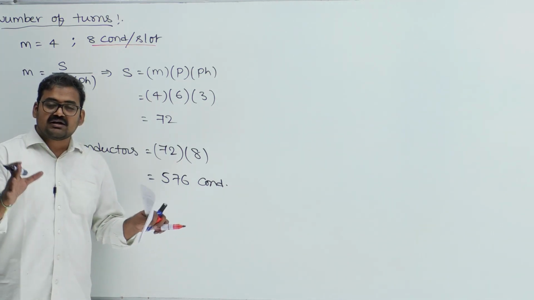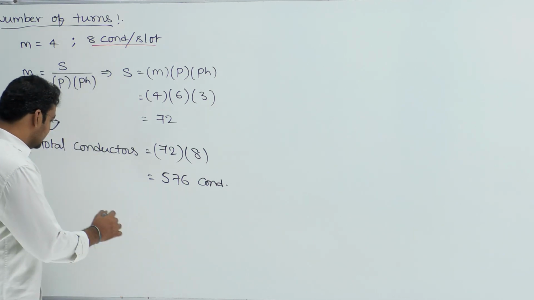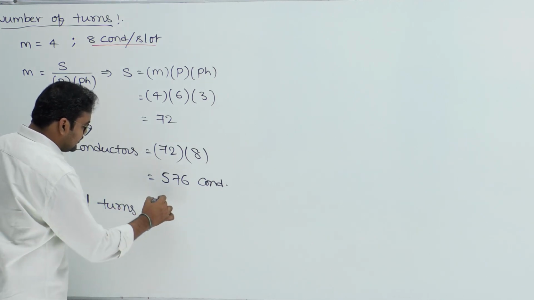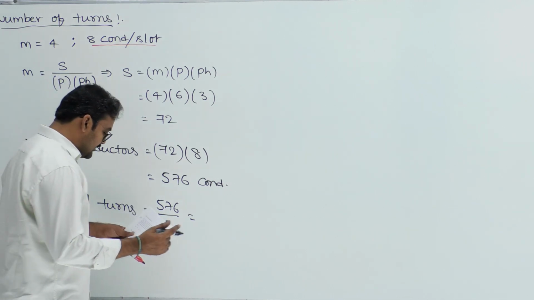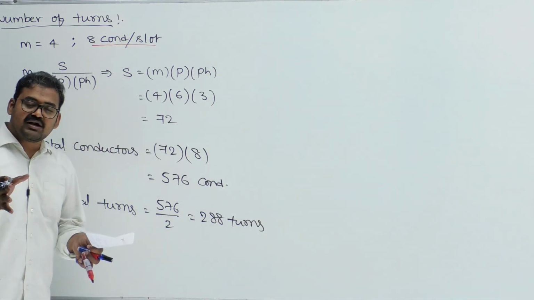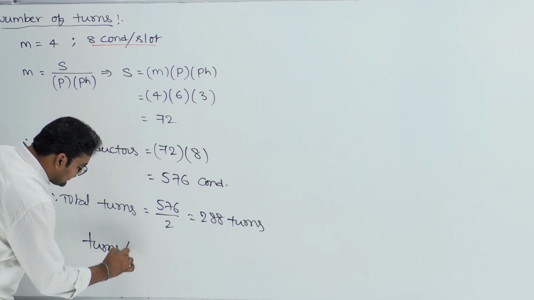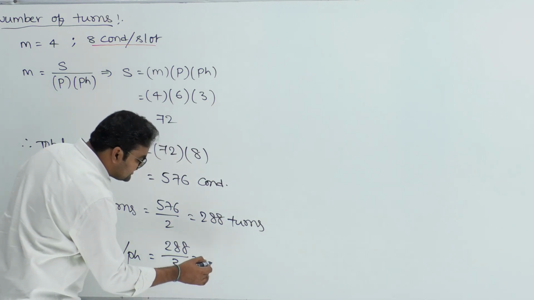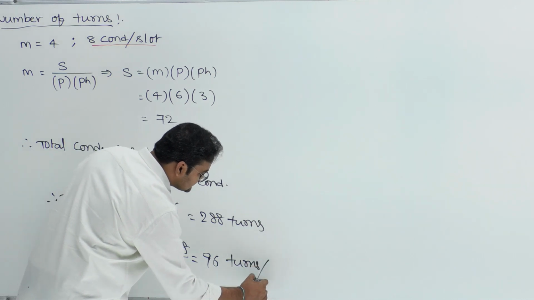When you know total conductors, how many turns are possible? Because one turn will have 2 conductors. Therefore, total turns are equal to 576 by 2, that will be equal to 288 turns. If overall 288 turns are there, then per phase how many turns will be there? Number of turns per phase is equal to 288 by 3 because it is a 3-phase machine. Therefore, per phase 96 turns will be available.